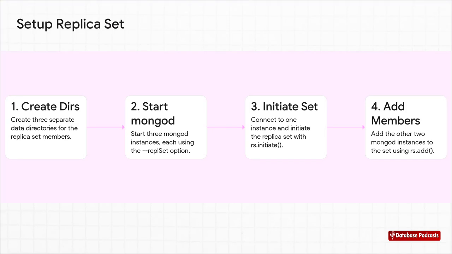Without getting lost in the weeds of every single command, the process is actually surprisingly simple. You basically just start up 3 separate MongoDB servers, and you tell them, hey, you're all on the same team. Then you connect to one of them, run a single command to say you're the leader, and then you just add the other 2 to the club. That's pretty much it. They start talking and syncing up automatically.